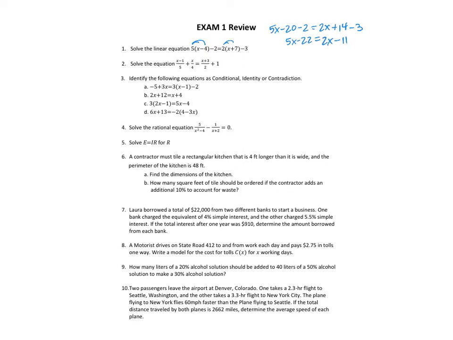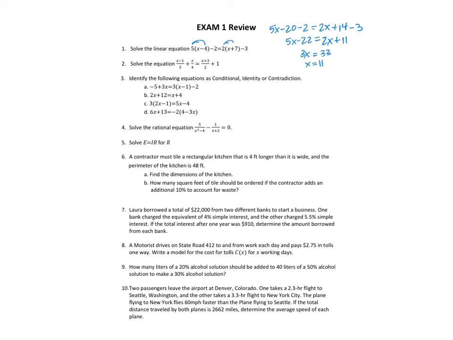And I'll get 5x minus 2x is 3x on the left-hand side. And on the right-hand side, I'll have negative 11 plus 22. Oh, that's a positive 11. Positive 11 plus 22 is 33. So then I'll get x is equal to, if I divide both sides by 3, x is 11.